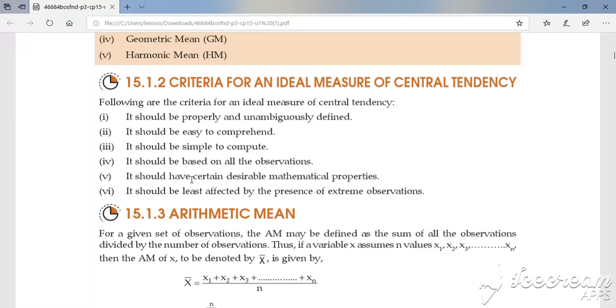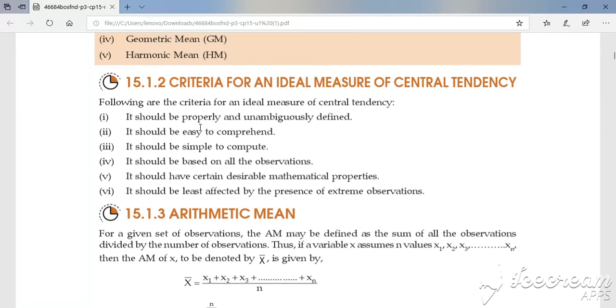The fifth one is it should have certain desirable mathematical properties. Yes, this is also there. Whenever we are considering any calculation, those mathematical properties should be satisfied by that data. And last, it should be least affected by the presence of extreme observations. So if I am finding any measure of central tendency, it should be least affected by the presence of extreme observations. If any extreme observation is there, it should not affect your data. So these are the prerequisites to find a measure of central tendency.